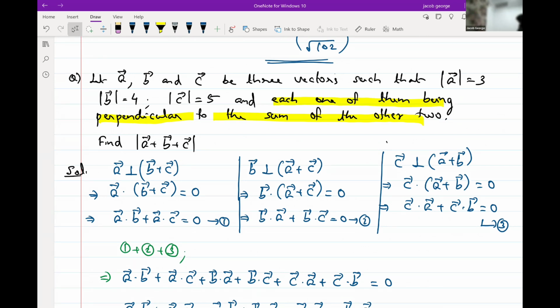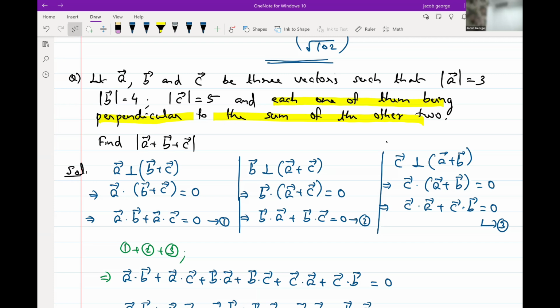And each one of them is perpendicular to the sum of the other 2. What does it mean? Vector A is perpendicular to the sum of the other 2. Sum of the other 2 means vector B plus vector C. Perpendicular means their dot product is 0. From there, we open the bracket and we get the first equation. Clear? Secondly, vector B is perpendicular to the sum of the other 2. Sum of the other 2 means vector A plus vector C. Again, their dot product is 0. And we open the bracket, we get equation 2.